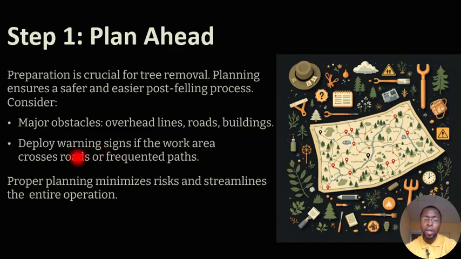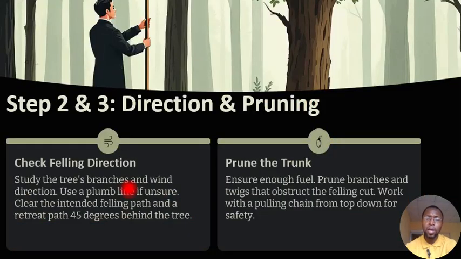All right. So proper planning actually minimizes risk and streamlines the entire operation. If you don't plan well, then you might not likely succeed in felling your tree. So step one is to plan ahead. After planning ahead, then you can now go to the second step.